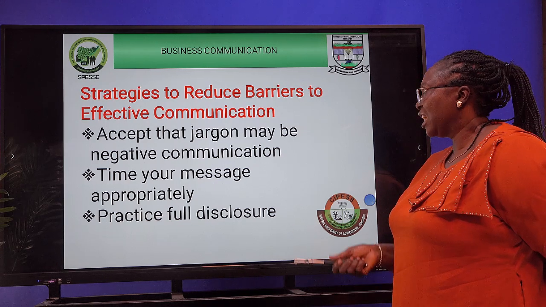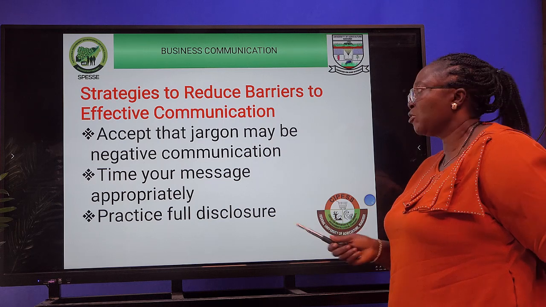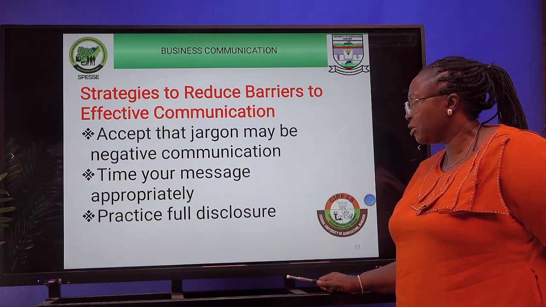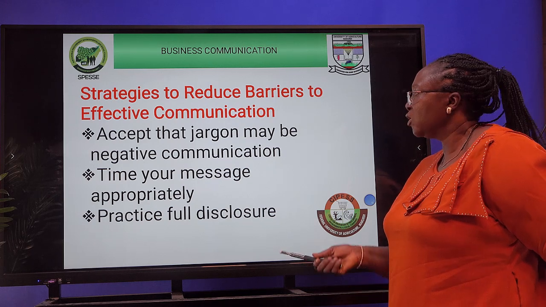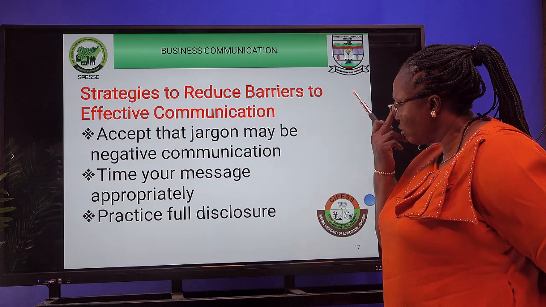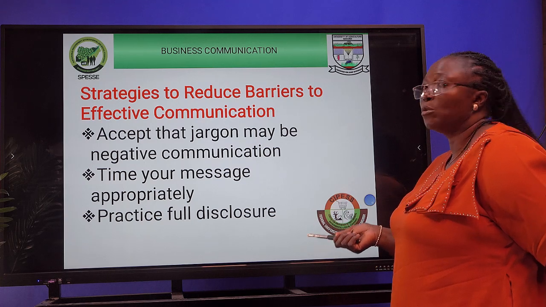You should also accept that jargon may be negative communication. So as much as possible, avoid the use of jargon and time your message appropriately so that your audience do not go bored in the course of communicating, and practice full disclosure of your message.